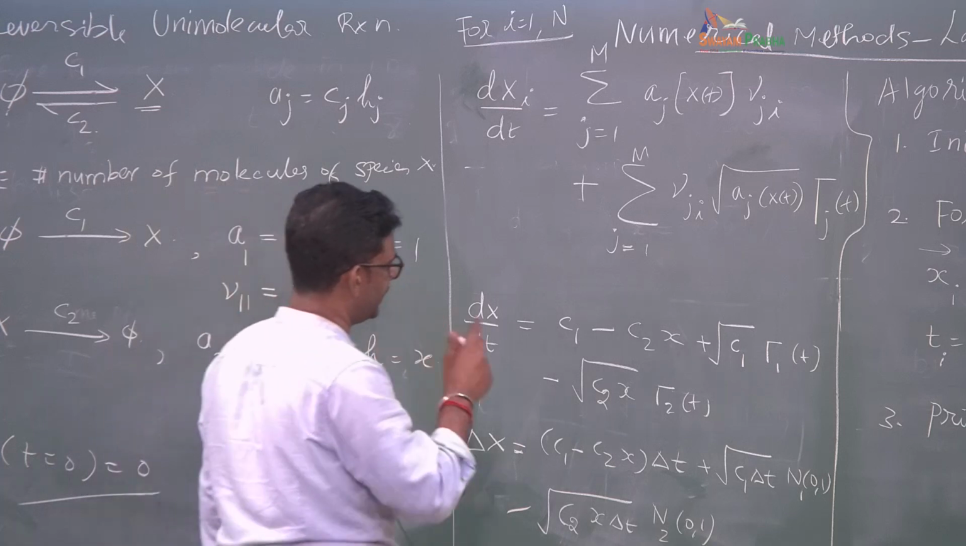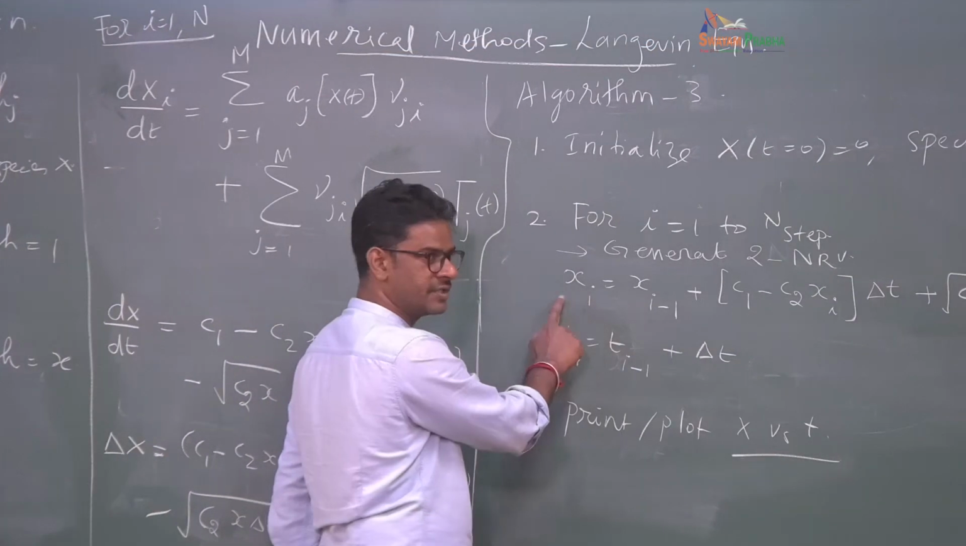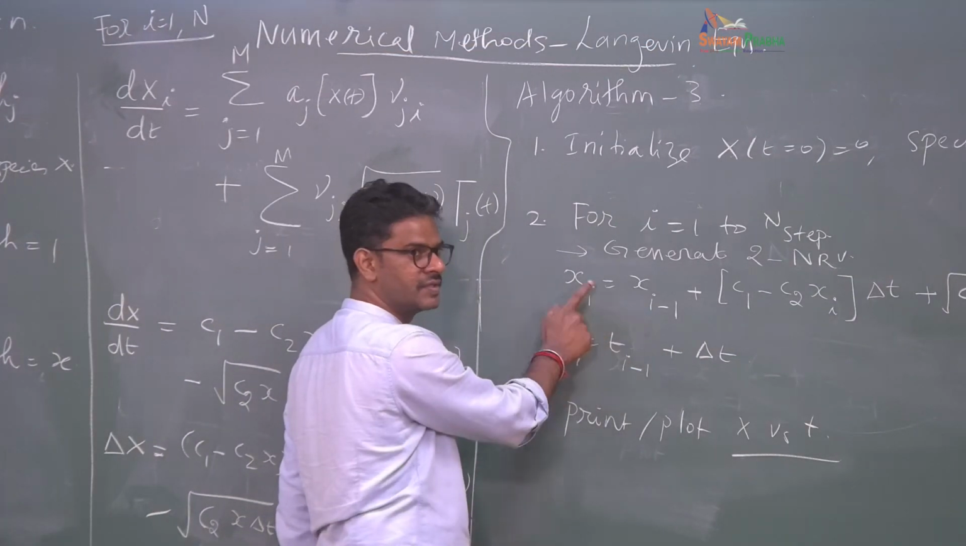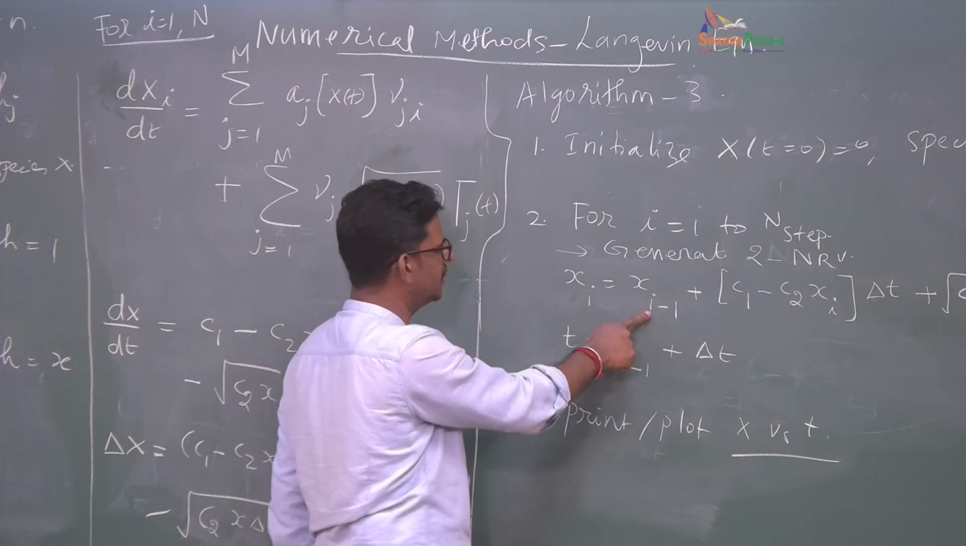And one important thing you have to realize here is, I am not using the i for the species identity, it is for the time. This is i at the time, i minus 1 time.